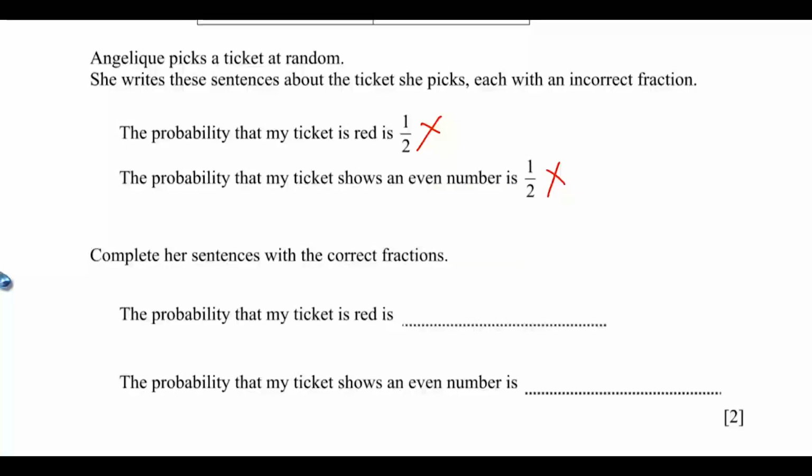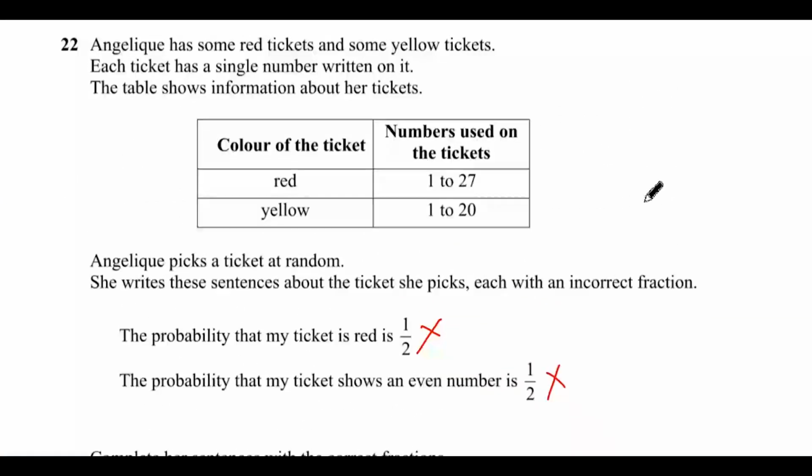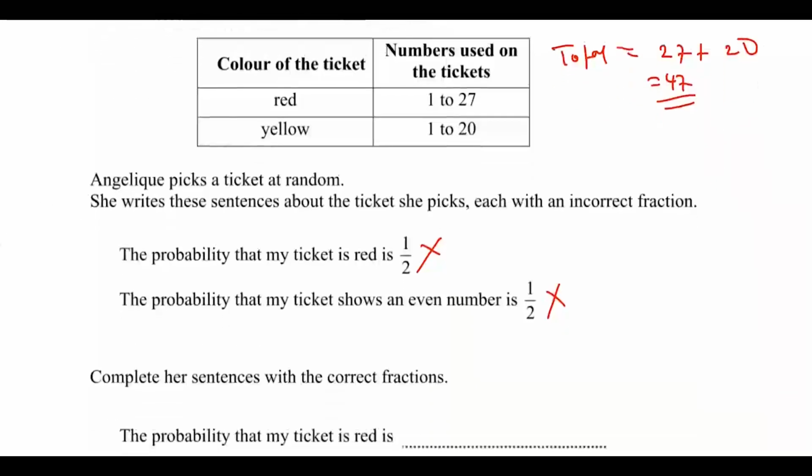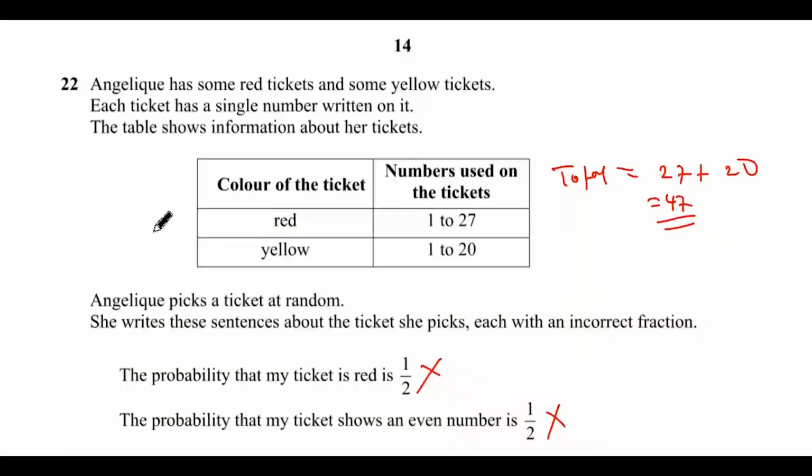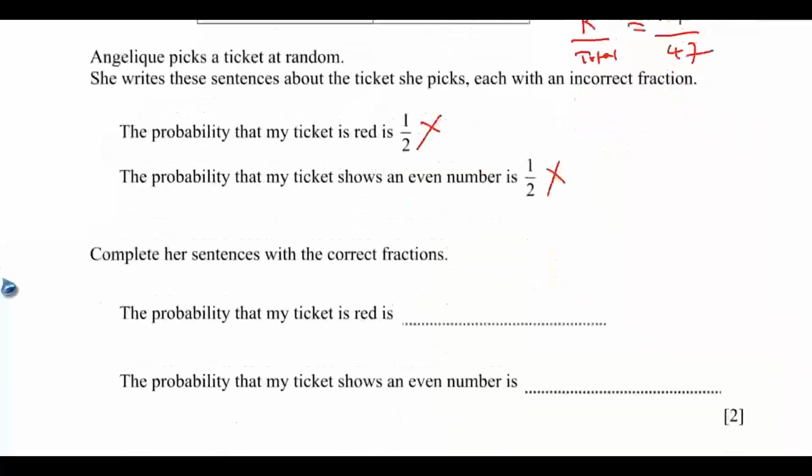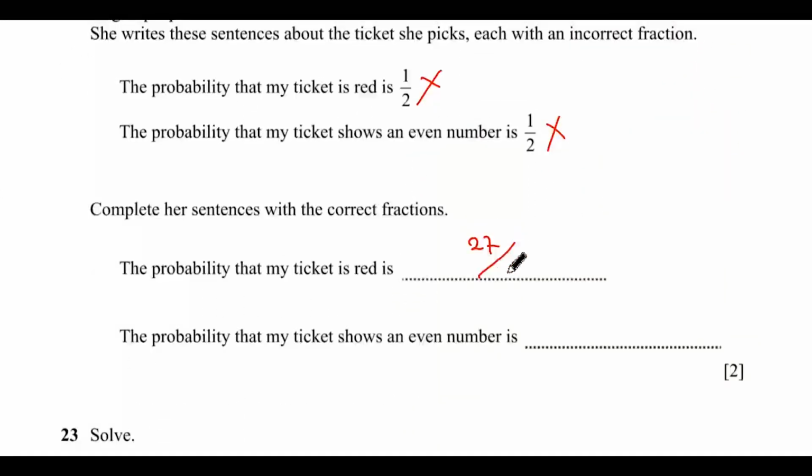So the first one will be the probability that my ticket is red. Let's see the total number of tickets. The total will be 27 plus 20, because we have 27 red tickets and 20 yellow tickets. So the total will be 47. Then the first statement, the probability that my ticket is red, will be number of red over total. The number of red here is 27, over total, which is 47. So the correct fraction is 27 over 47.